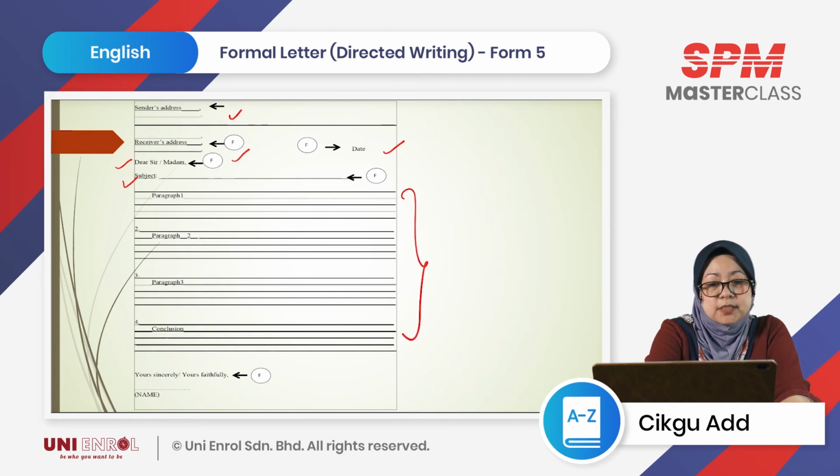Paragraph 1 is just the introduction. Paragraph 2 is firstly. Then you have next, and you have finally. A conclusion can be added at the end.